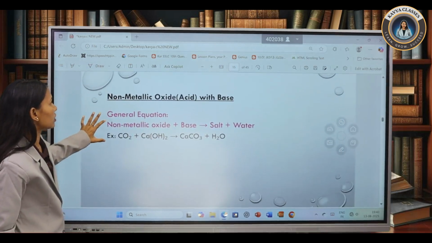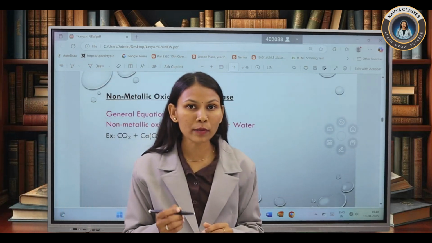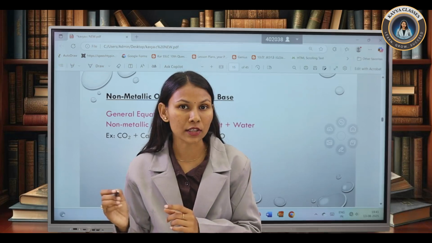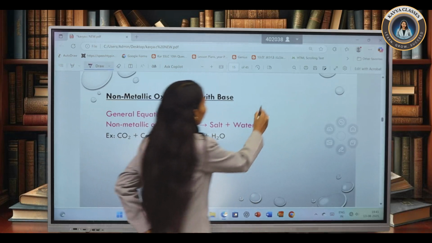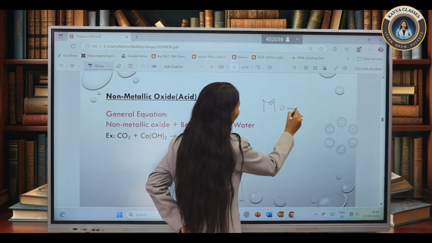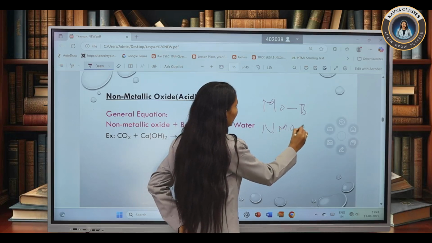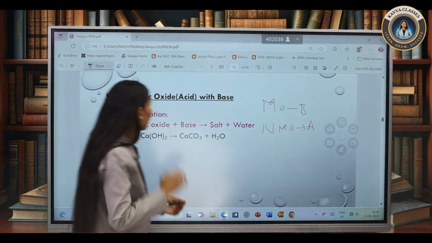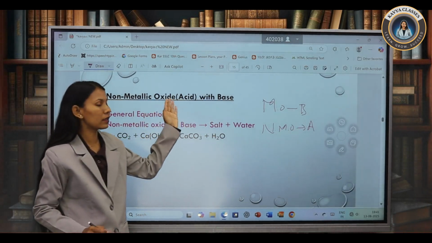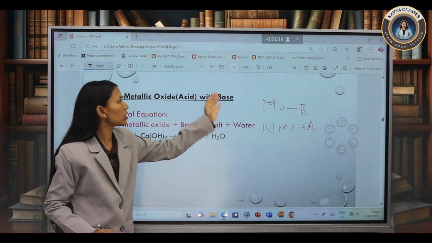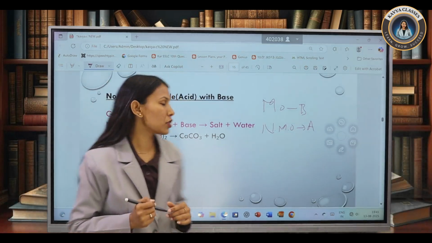Next, non-metallic oxides. Metallic oxides are basic in nature, but non-metallic oxides are acidic in nature. Once these acidic non-metallic oxides react with a base, they will also form salt as well as water, children.